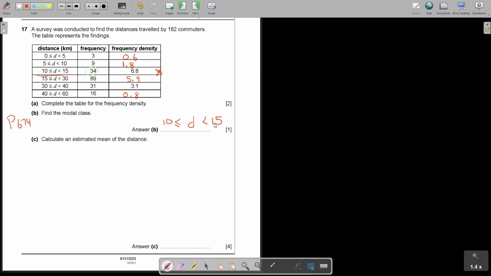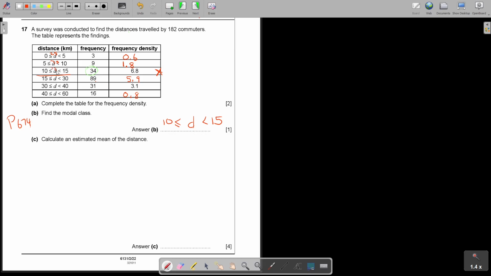Now they love asking this question. This is a 4-mark question. Calculate an estimate of the mean. You must always first find the mid values. It's actually good to write them in. So 0 plus 5 divided by 2 gives 2.5. I'm just writing it here. Then this one is 7.5. And then this one is 12.5.